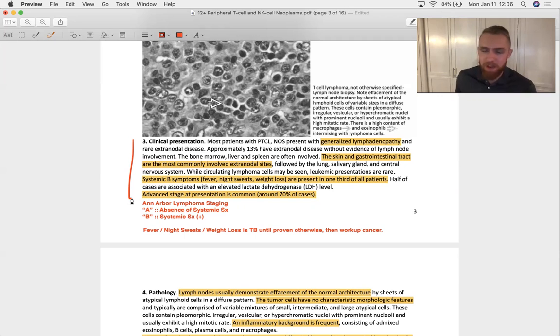And then if you have B symptoms, you have the symptoms. So A, no symptoms. B, symptoms. And what are the symptoms we're talking about? Again, fever, night sweats, weight loss.